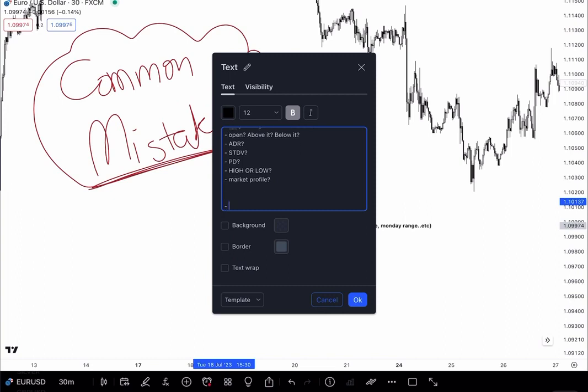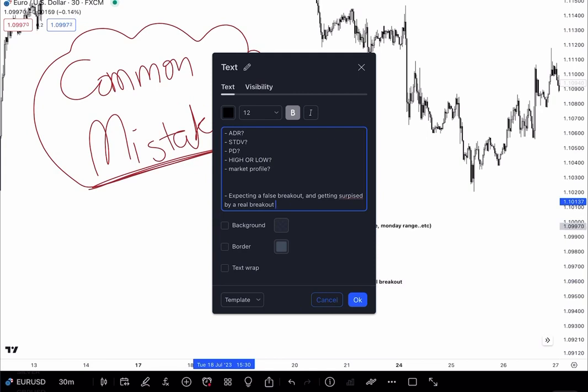Another one is expecting a false breakout and getting hit with a real breakout, getting surprised. Let's be PC over here. Surprised by a real breakout. Again, go up right here. What's the logic? What's the narrative? What's the bias? Don't just say it's going to go up and down. Why?